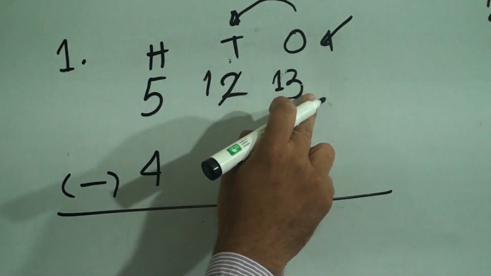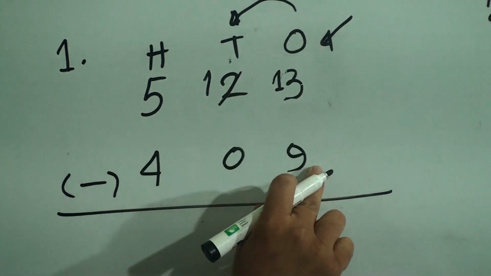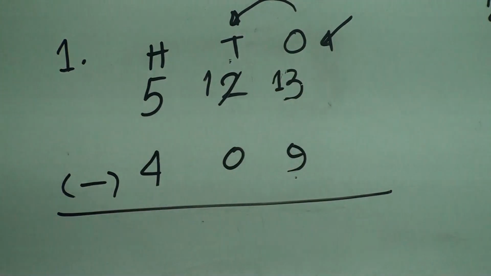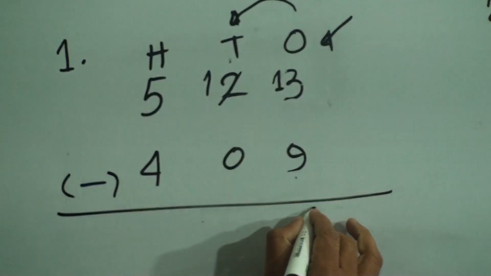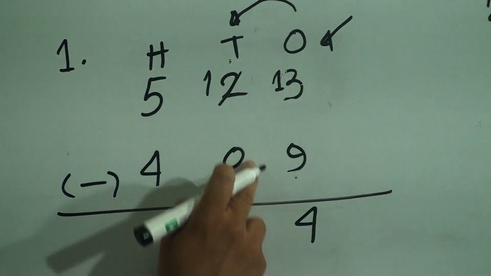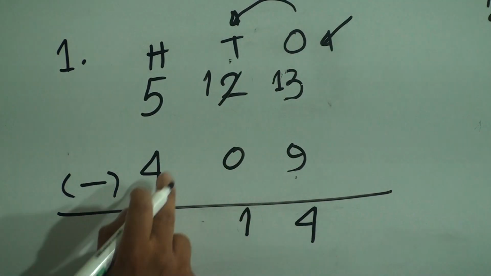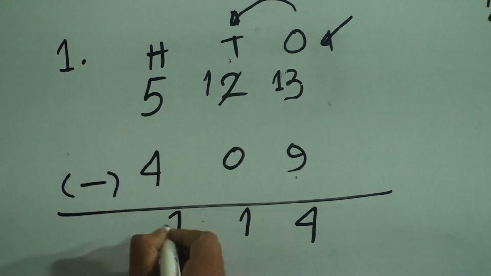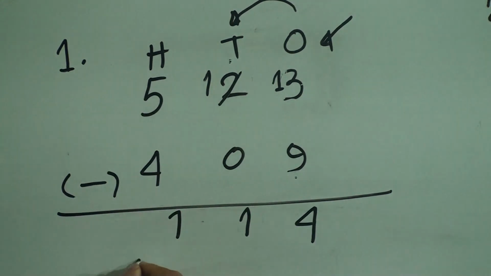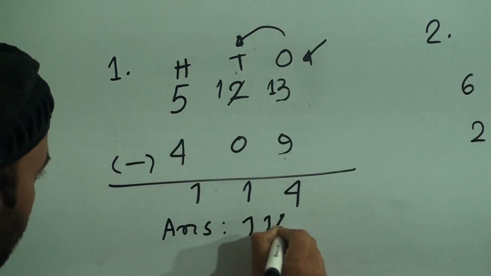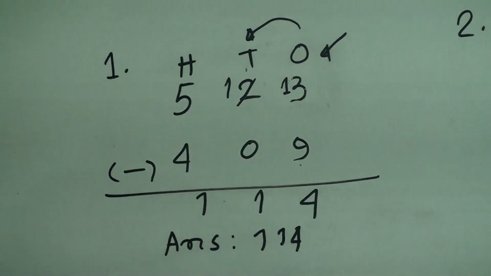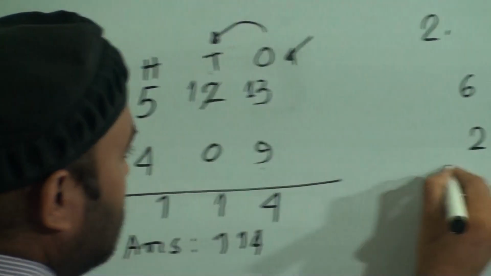Now look, my dear students, here it is 13 and here it is 9. 13 is bigger than 9. So 9 from 13 it will be 4. 0 from 1 it will be 1. 4 from 5 it will be 1. So the answer is 114. Now go to the next question.